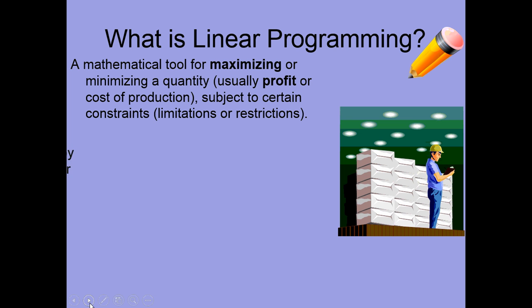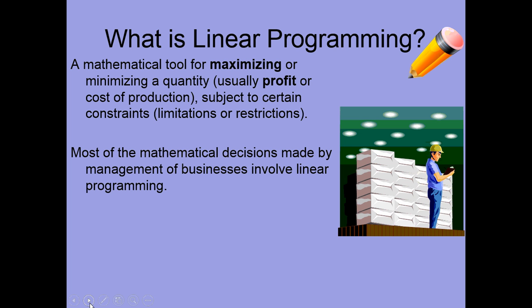So it's this idea that lots and lots of business decisions involve companies coming together and deciding what to produce in order to make the most money, or what to produce in order to minimize their cost. A lot of these decisions are made by business management and they involve linear programming. So this is the type of math tool that they use.